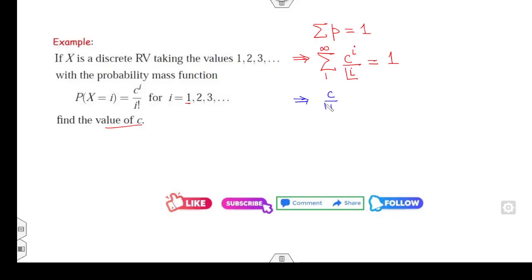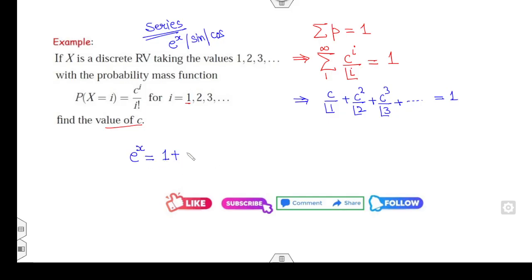So that is C over 1 factorial plus C square over 2 factorial plus C cube over 3 factorial and so on. Fine. Does any series come to your mind, like exponential series, sine, cosine, any term which involves the factorial? You can see e raised to power x, 1 plus x square over 2 factorial plus x cube over 3 factorial and so on. Fine. I can write this as 1. Now if you correlate them, they are the same term.